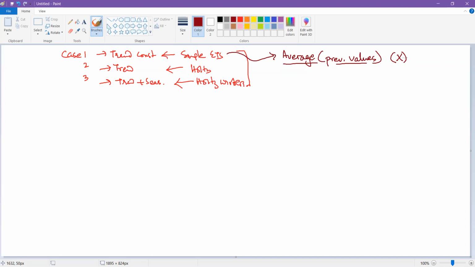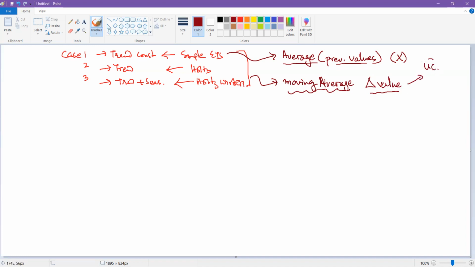Now the statisticians came up with Holt's methods and Holt's Winters methods. What they tried to do is change this average to a weighted average, or a method also known as the moving average. How does a moving average work? Moving average works on the basis of a delta value.